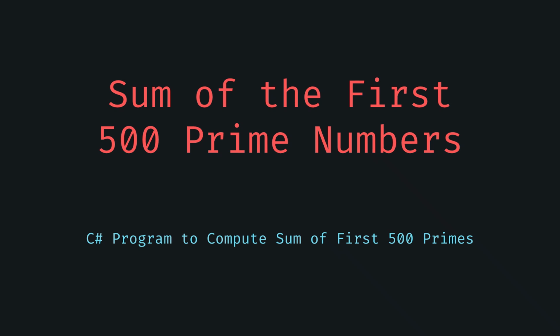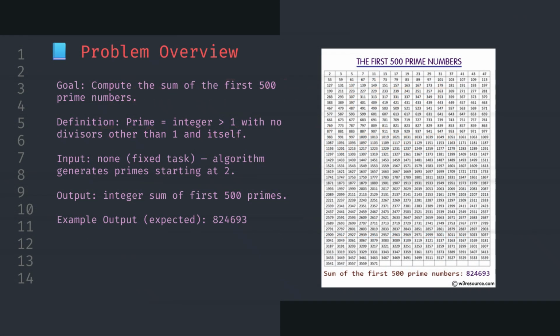This is practical for learning algorithmic thinking, especially efficiency trade-offs when searching for primes. Let's walk through the plan and code. We're not reading user input here. The program generates primes beginning from 2 and keeps going until it has found 500 of them.